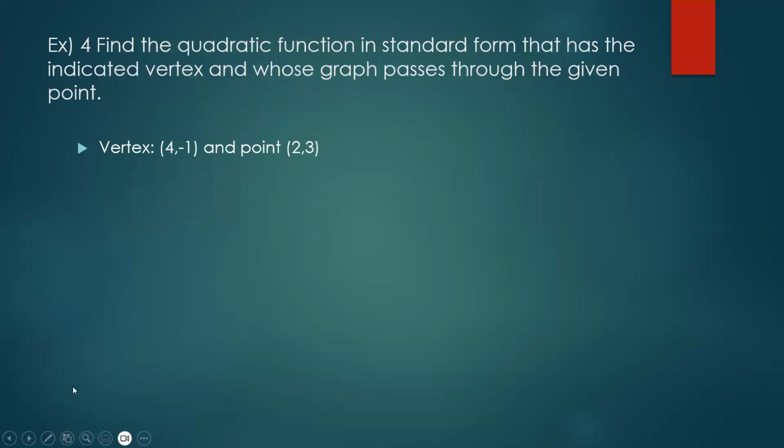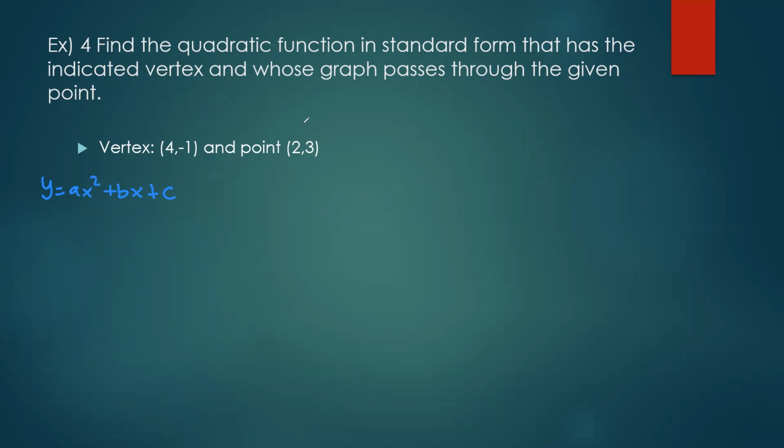Example 4 says, find the quadratic function in standard form that has the given indicated vertex and whose graph passes through the given point. Okay, so this one we don't have to graph. What we want is an equation in standard form. So our final answer will have to be in y equals ax squared plus bx plus c. Okay, so they tell us two things, the vertex and a random point on that graph.